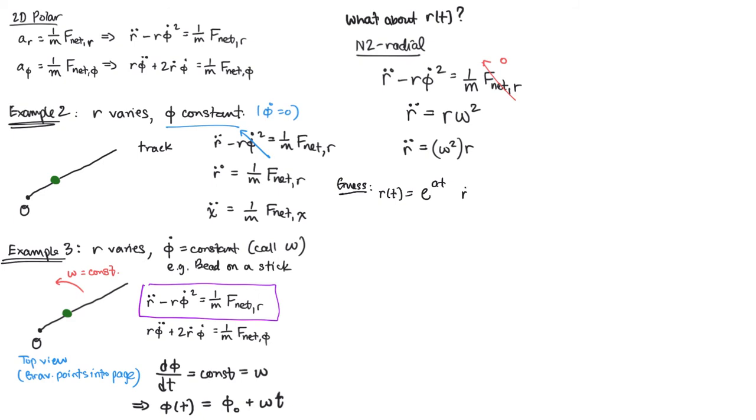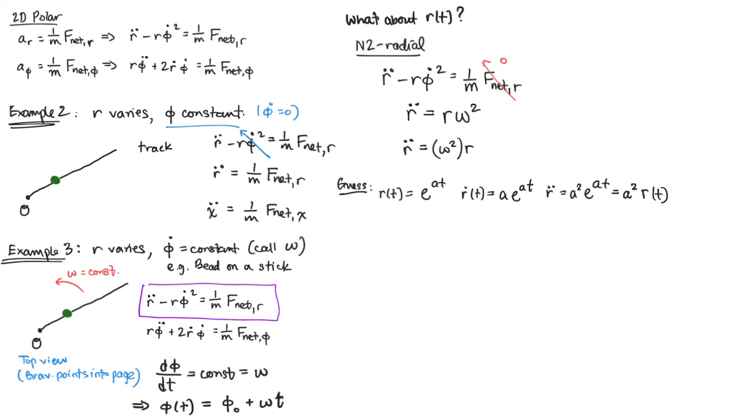In that case, r dot is a e to the at, and r double dot is a squared e to the at. So that all looks good, right? We have r double dot is equal to a constant squared times a position as a function of time. So that works. And in fact, this position as a function of time, e to the at, is r of t. So we can rewrite this as a squared r of t. So we come full circle.